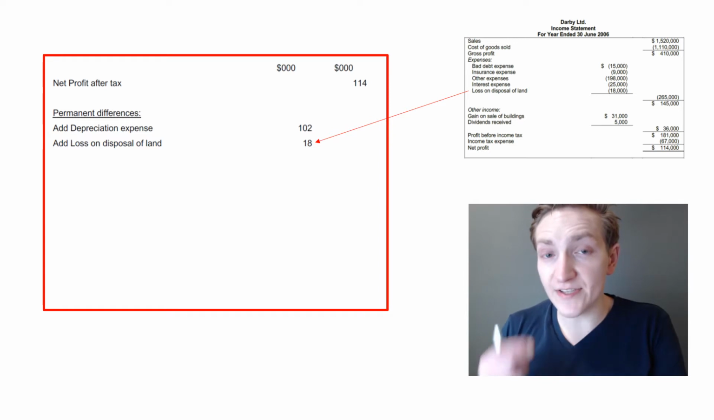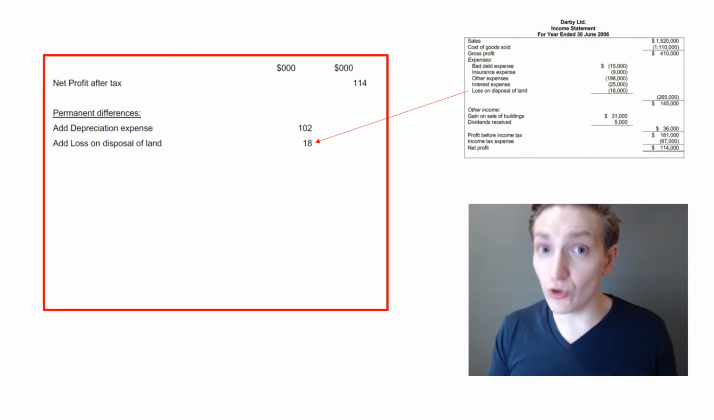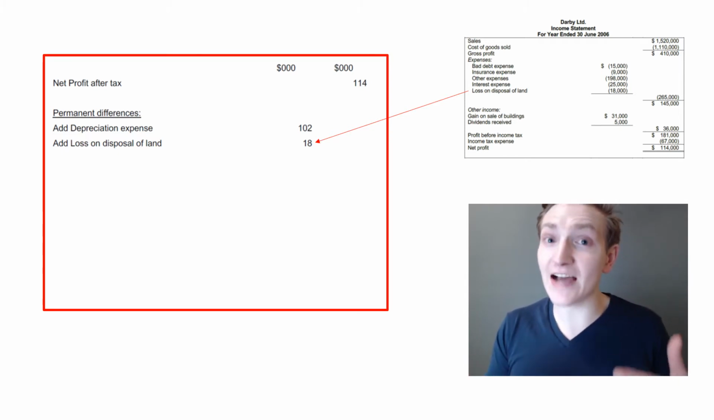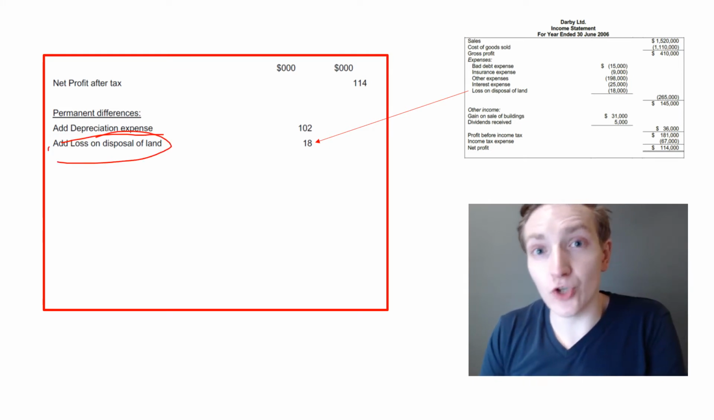Now what you'll notice here is the disposal of land is not going to be an operating cash flow, and it certainly would not be a cash flow in general because it's going to be in the income statement as a non-cash expense or a non-cash profit. So with the loss on disposal of land, it itself is non-cash.